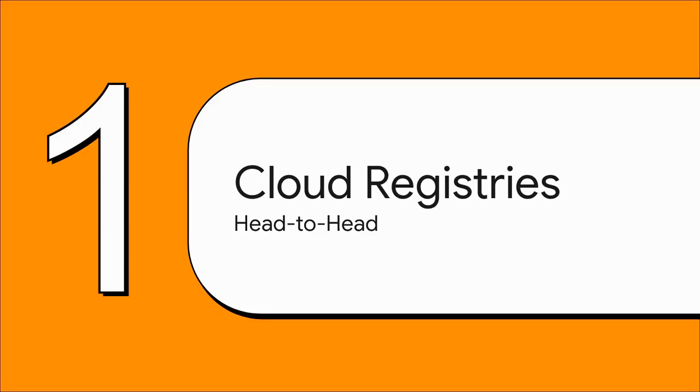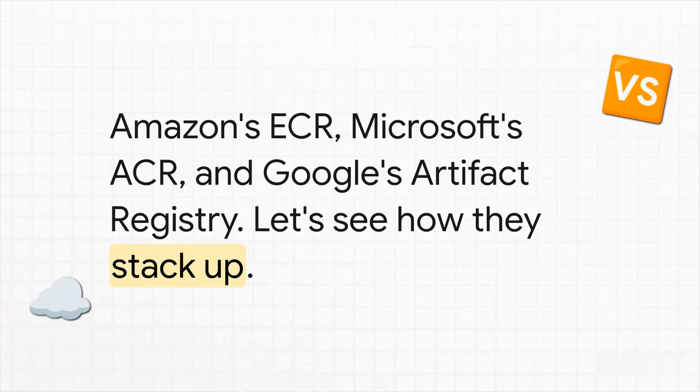Well, first things first, we've got to understand the tools we're working with. It's time to meet the native registries from the big three clouds and really put them head to head. All right, in one corner you've got Amazon's powerhouse, the Elastic Container Registry, or ECR. In the other corner, we've got Microsoft's Azure Container Registry, ACR. And rounding out our main event, Google's Artifact Registry. So how did they really compare when you get down to it?